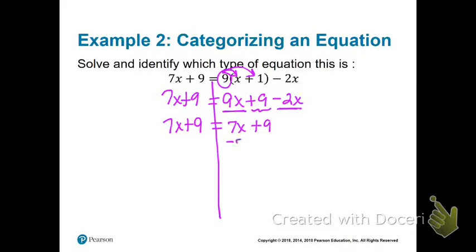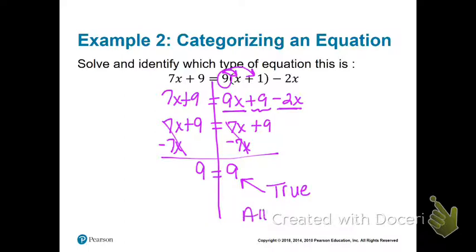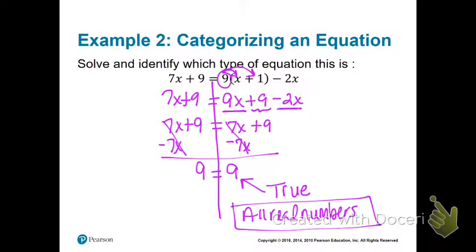And I'm going to go ahead and get my x's together. So I'm going to subtract that 7x over to the other side. And when I do that, it cancels, but I get 9 equals, and it cancels on this side, so I get 9. Now, my x is gone, so we ask ourselves, is this true or false? Is 9 equal to 9? It's true. Therefore, my solution is all real numbers, or we could say infinitely many solutions, and my equation is an identity, because they are identical.